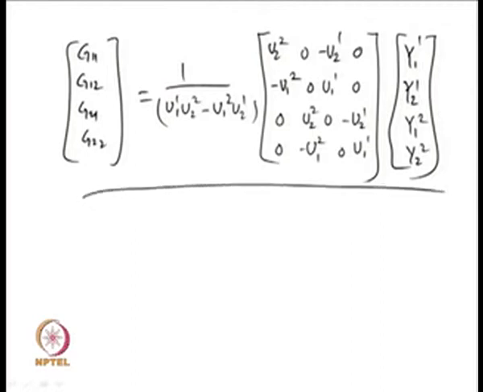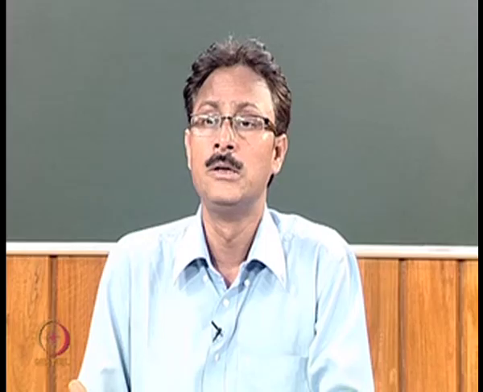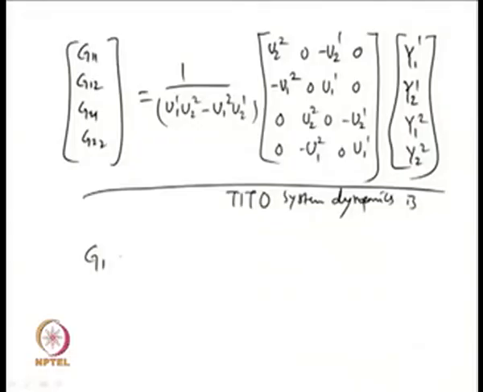Now, when the TITO dynamics is represented by two single input single output dynamic model form, assuming that there is decoupling between the two loops, then we know that G1 can be given in the form of G11 G22 minus G12 G21 divided by G22.